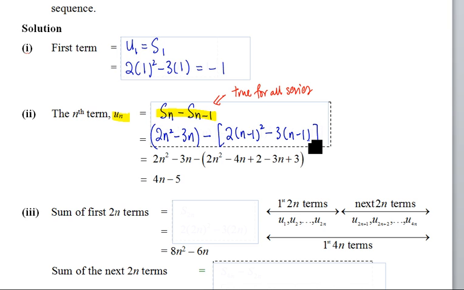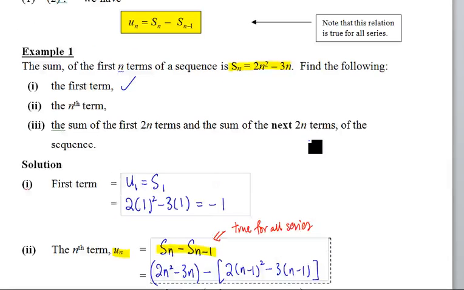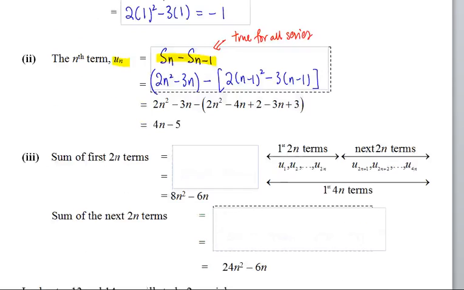Next. Find the sum to the first 2n terms. Quite easy. You want the sum to n terms, you just substitute n inside. For 2n terms, you just change this to 2n. Change this to 2n. So far, so good. This is S2n, which is 2n squared minus 3 times 2n. With simplification, you get this.